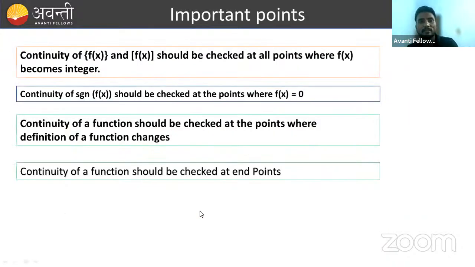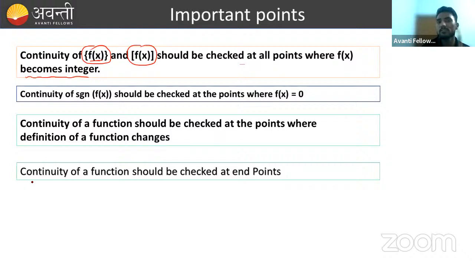Okay, so these are the points. So these are the very important results that you have to remember always. Whenever you are getting any kind of fractional part function or greatest integer part of function, you have to check the continuity at all points जहां पे ये जो अंदर का फंक्शन है वो इंटीजर बने, ठीक है, क्योंकि और जगह पे कोई प्रॉब्लम नहीं होता, you won't be having any problem, but at integer point there must be a problem because at integer it is changing.